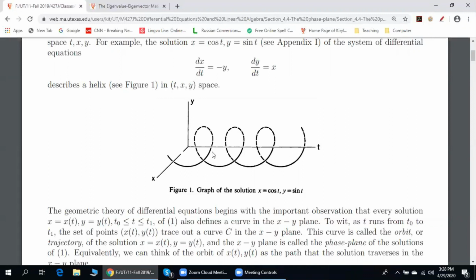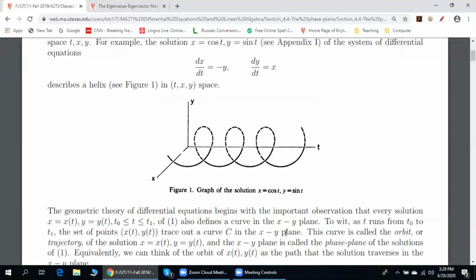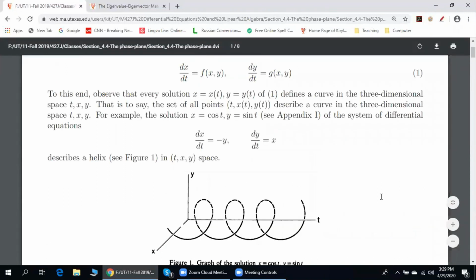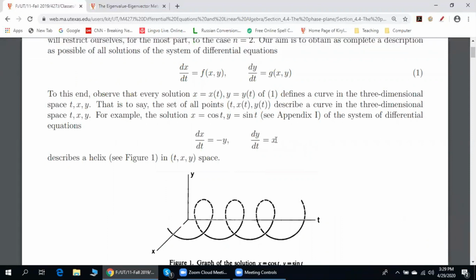And now terminology. We call the xy plane phase plane. We call the projection of our curve on the phase plane the orbit or the trajectory. So the orbit of the solution of our system is a unit circle with the center at the origin. Any questions about example 1?